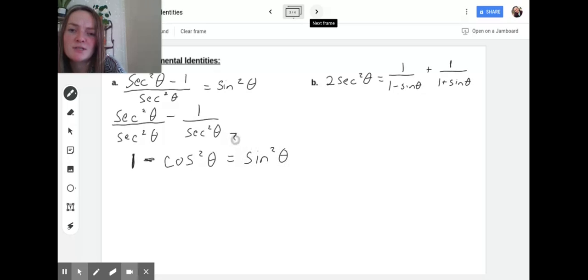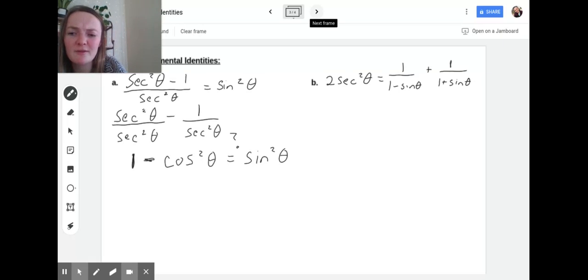So really what we're trying to do is we're not trying to move anything from one side to the other. So when we're verifying, do not move sine squared to the other side. Don't move anything to the other side. Just keep moving on one side. So I chose to simplify the left side, so I'm going to continue to simplify. Does this equal sine squared?